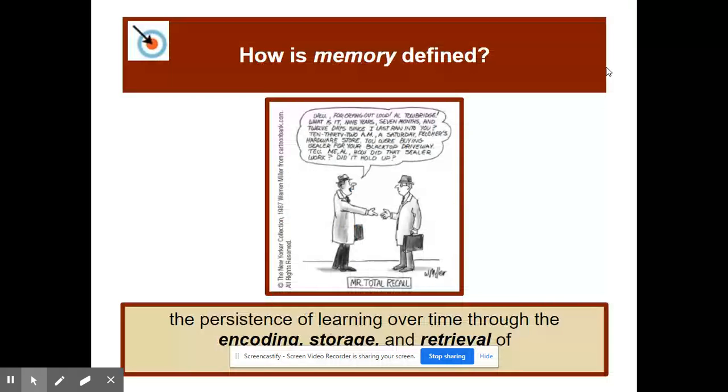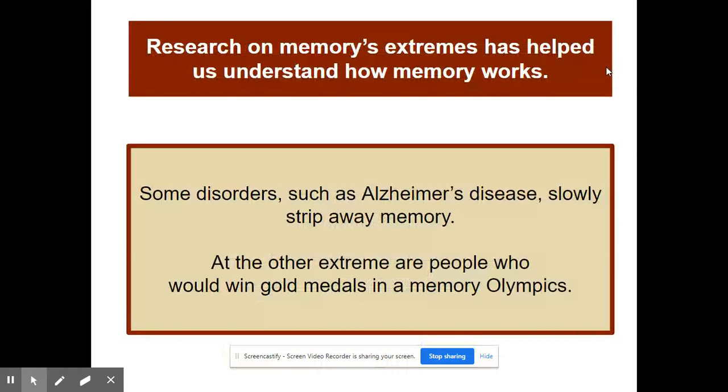So, memory is defined as learning over time through what is called encoding, storage, and retrieval of information. When we think of memory, one of the disorders we think of is Alzheimer's disease. Alzheimer's disease is characterized by the stripping away of our memory.